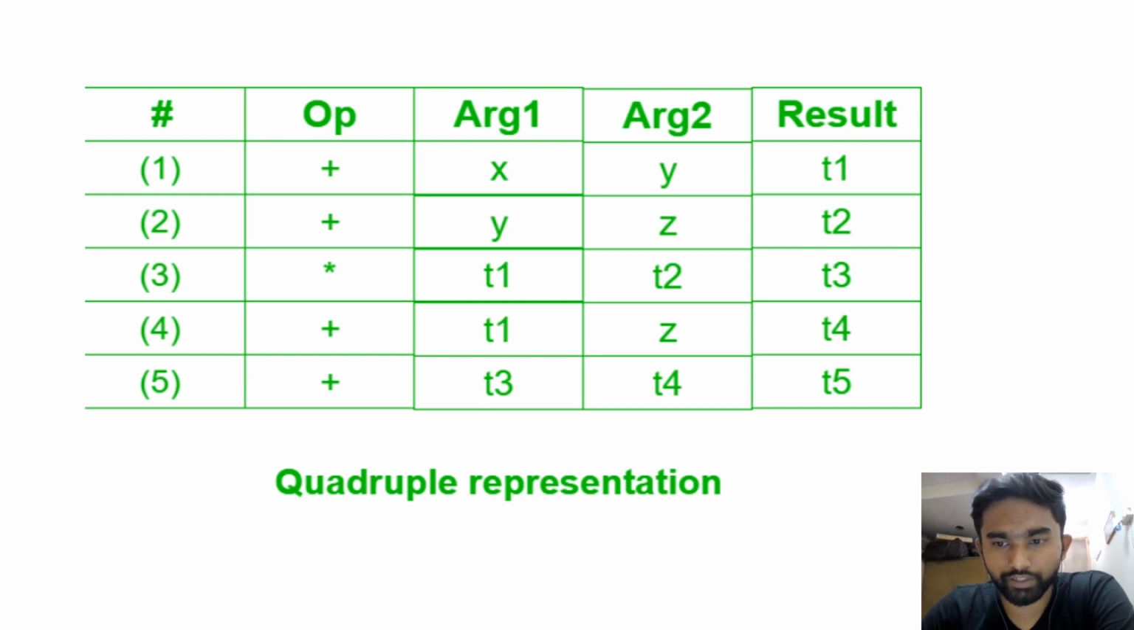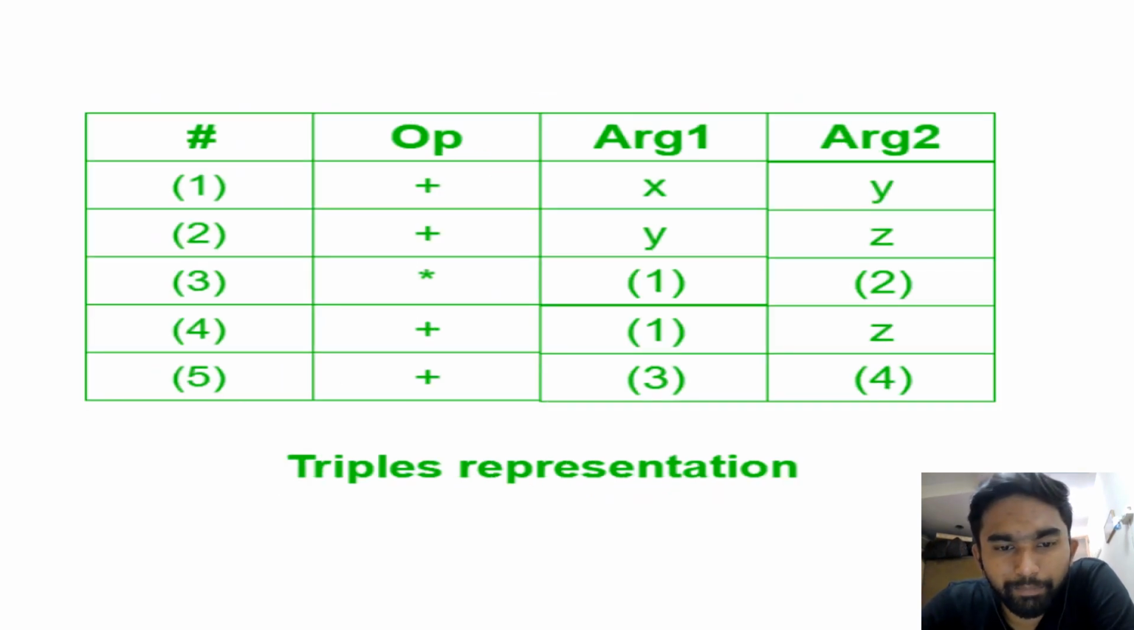So here we have a quadruple representation of the question given to us. We have operand x plus y, and that value stored in variable t1, and similarly y plus z stored value in t2, t1 into t2 stored that value in variable t3, t1 plus z stored that value in t4, t3 plus t4 stored that value in t5. So it is a simple quadruple representation, as we have seen in the previous example as well.